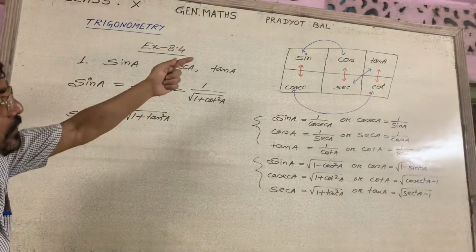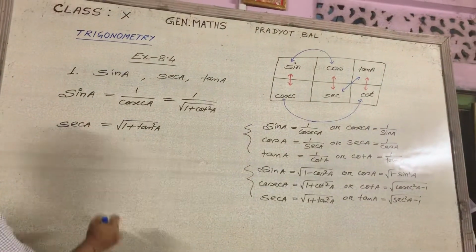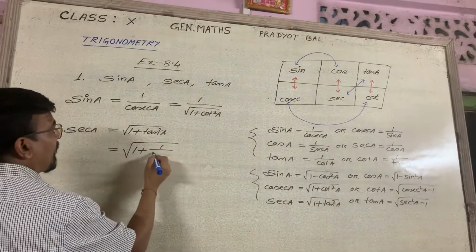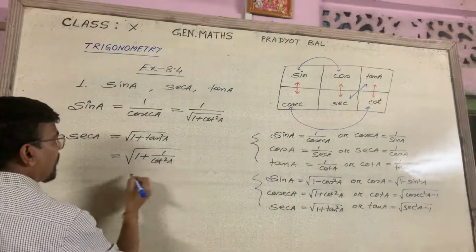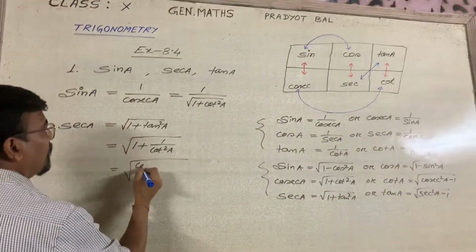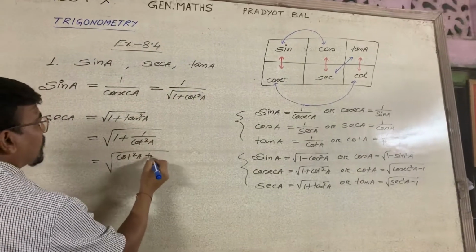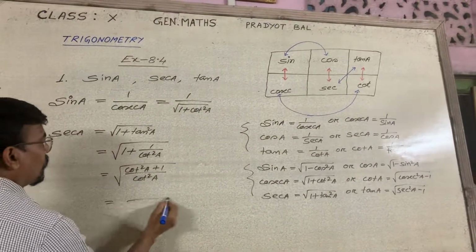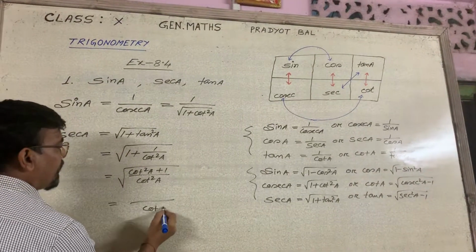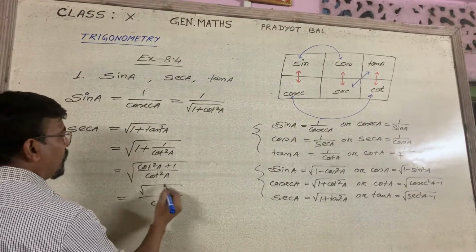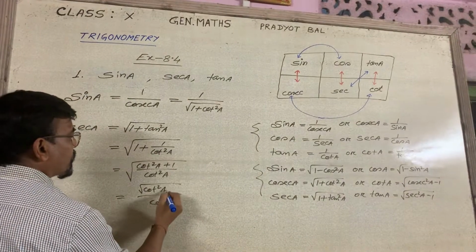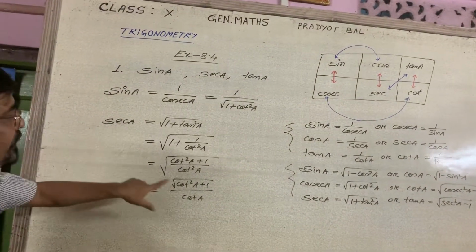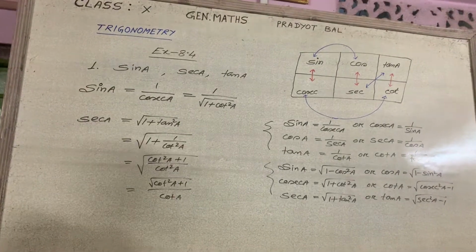Now tan will be converted to cot. That means reciprocal. So root over 1 plus 1 by cot square A is equal to root over (cot square A plus 1) by cot square A. You all know square root of cot square A will be cot A, and numerator will be root over cot square A plus 1. So we have expressed sec A in terms of cot A.